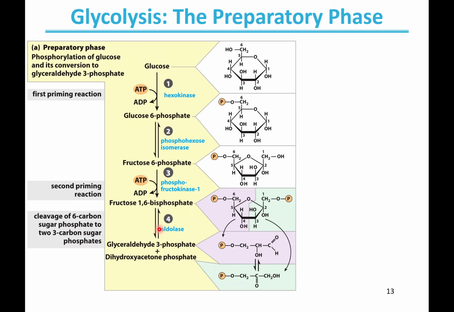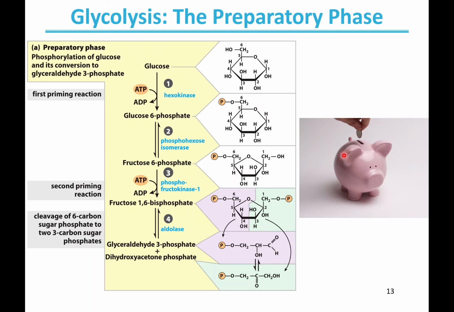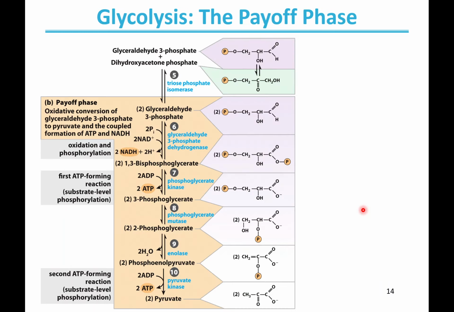So let's look at the first part, the preparatory phase. There are 4 main reactions here that we'll look at in detail. And then we'll consider the 5th step with the next phase, at the beginning of the payoff, or in between the preparatory and the payoff phase. You can think of this as investing money into something that you're hoping is going to pay off in the future. So it's an investment. Okay, and then we'll go through the payoff phase after that.